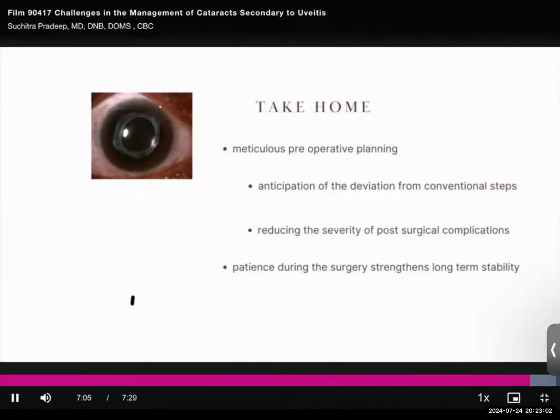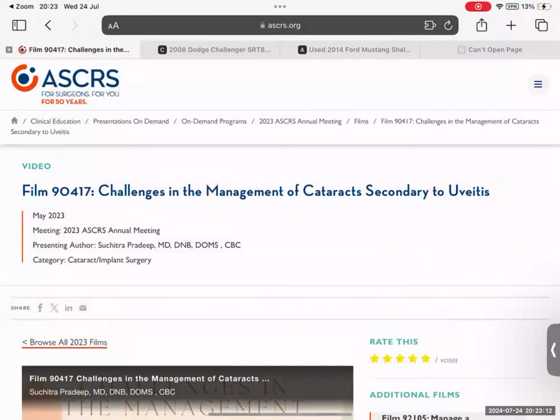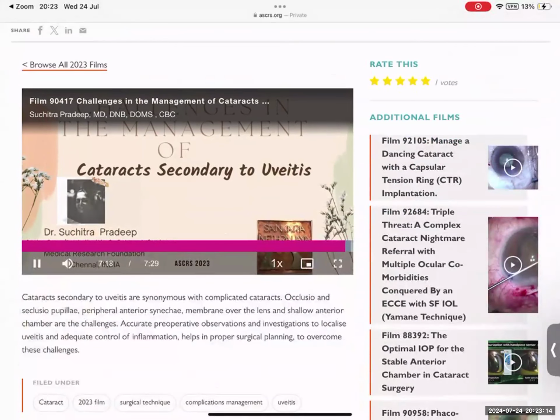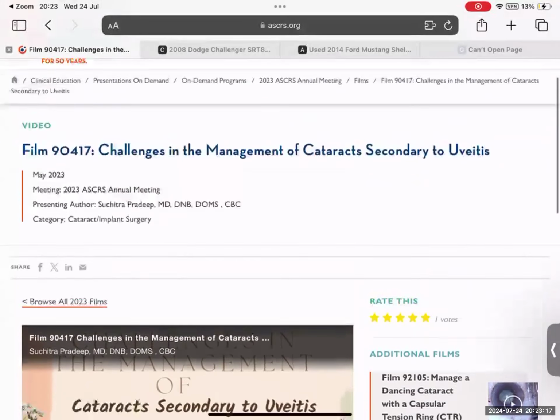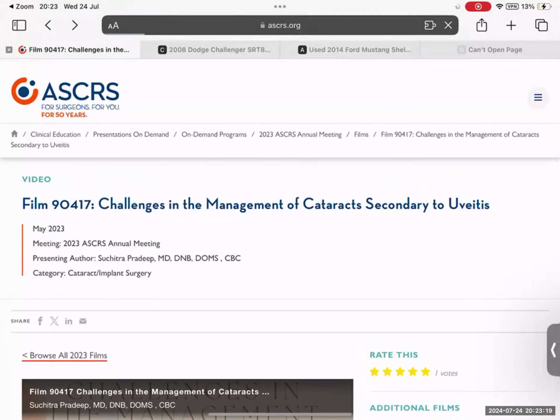In conclusion, cataract is a common complication in uveitic eyes requiring special consideration and care. Its management in uveitic eyes requires proper preoperative evaluation, meticulous surgical approach, and careful monitoring of postoperative complications. Good outcomes can be achieved after overcoming all these.